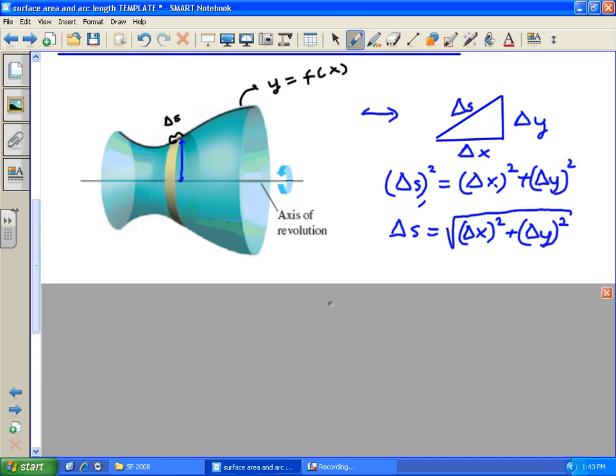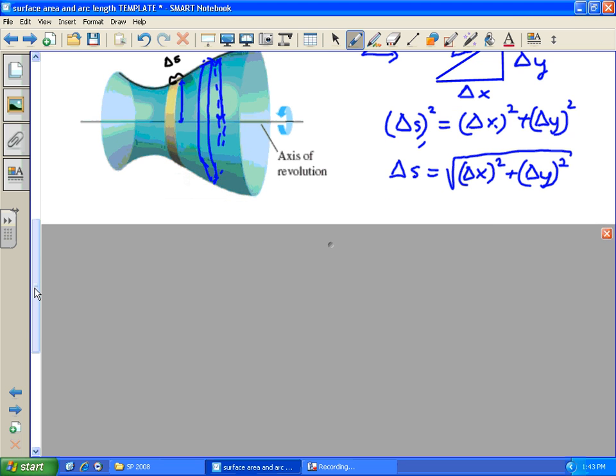Y equals f of x, right? The radius, because it depends on where you are. If you are over here, you're going to have a bigger radius, right? And that is also going to be given by the function. Here it's a little bit higher because the function is higher.